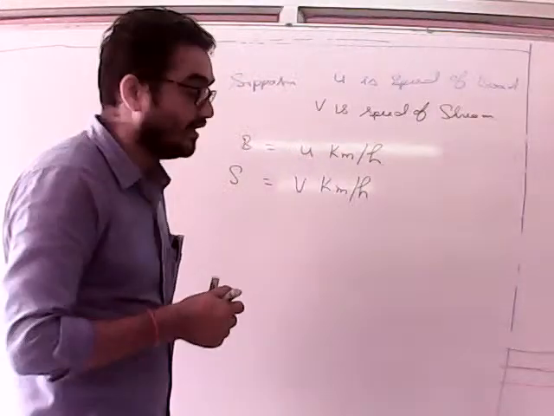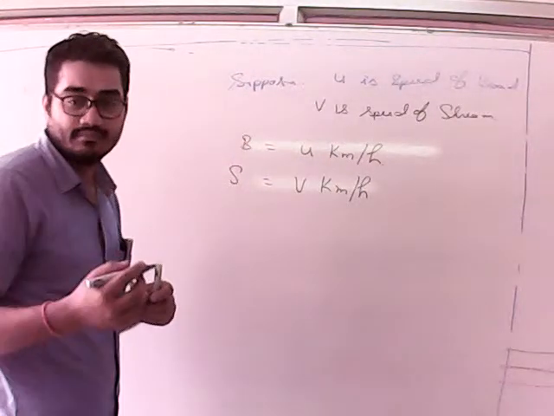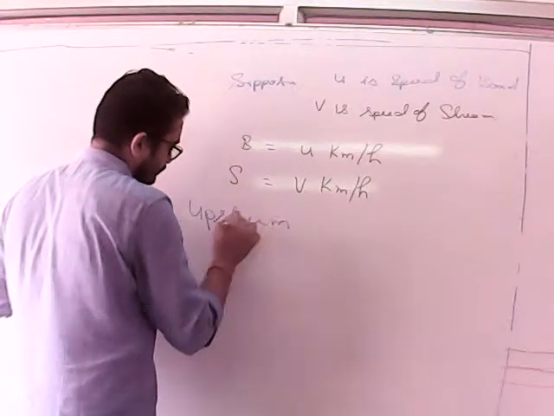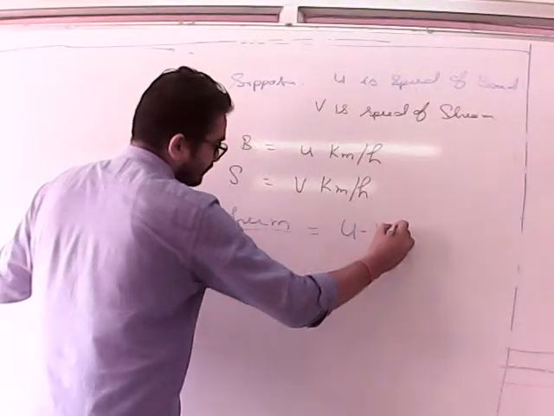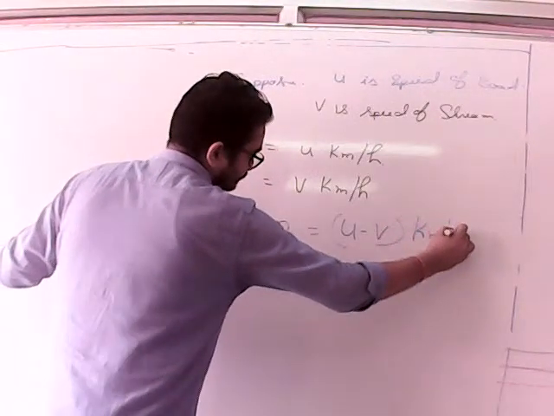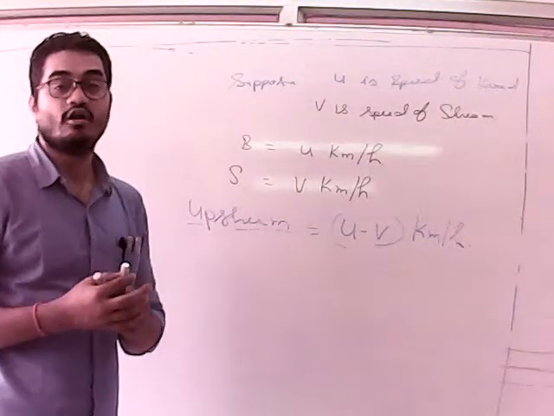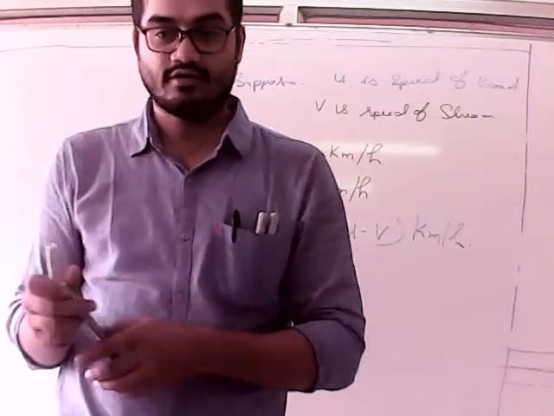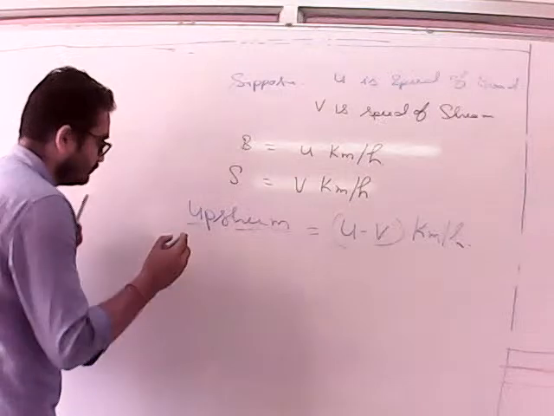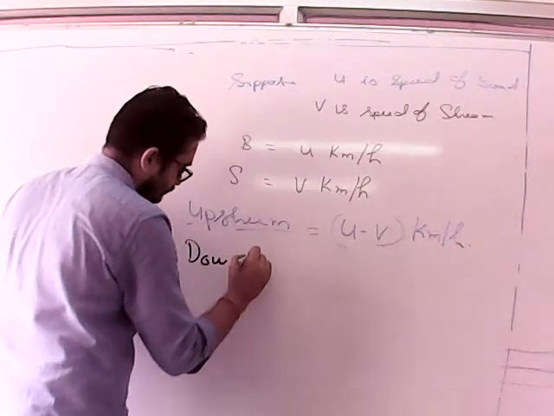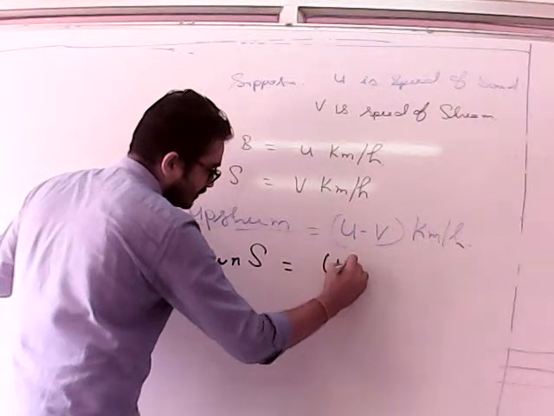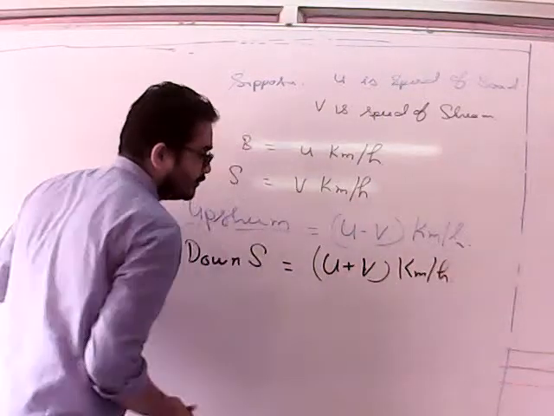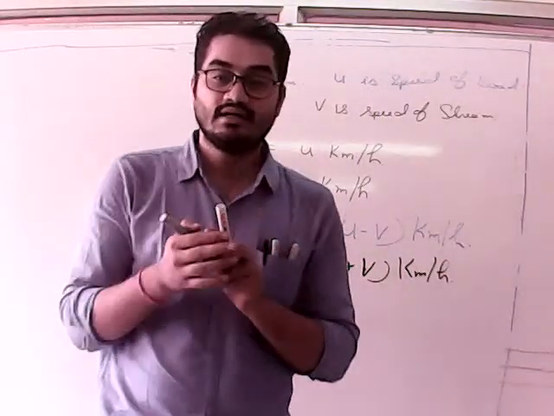So what will be there? In upstream it will be u minus v kilometer per hour. That will be u minus v kilometer per hour. And the downstream will be u plus v kilometer per hour. That will be the downstream.